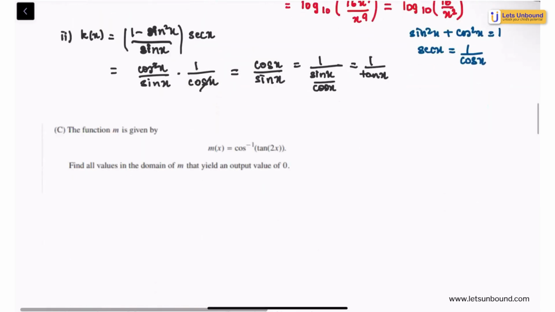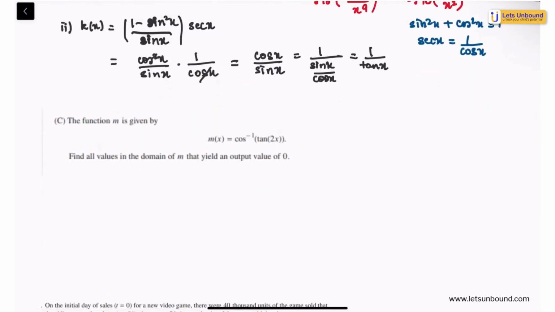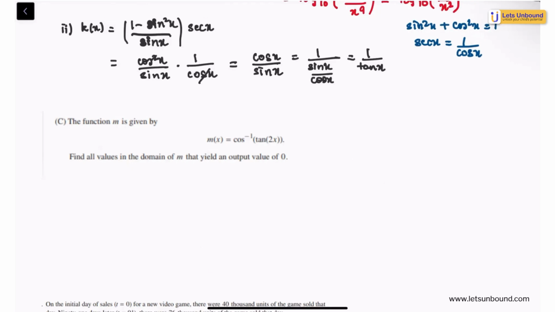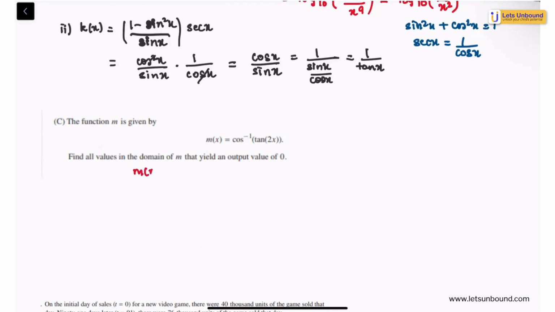Let's move on ahead. Now we can discuss the C part of the question. This is a good question which says m(x) is cos inverse of tan of 2x. We have to find all values in the domain of m that yield an output value of 0. Let's understand how we would solve this question. So we have been given m(x) as 0 and we have to find all values of x which will give me m(x) as 0.